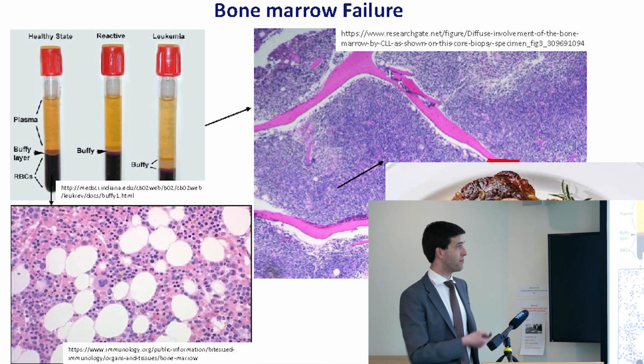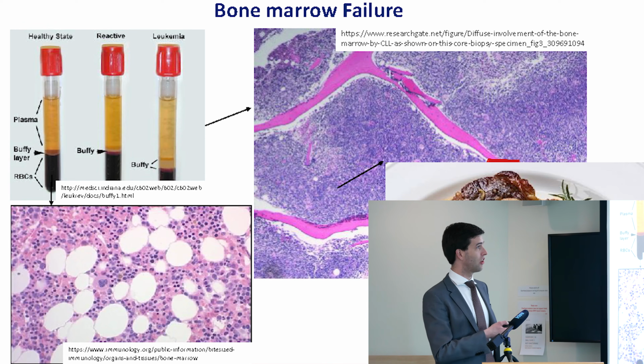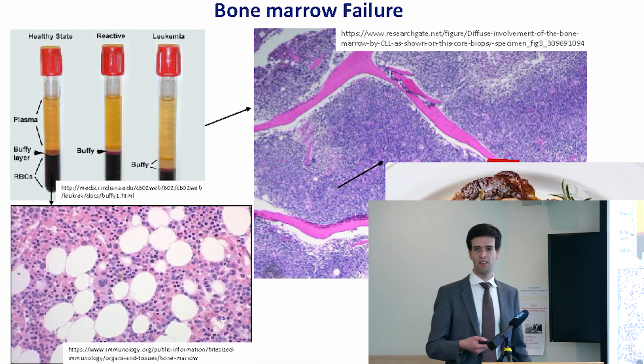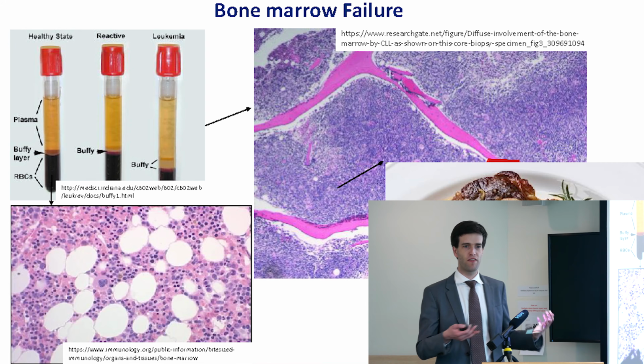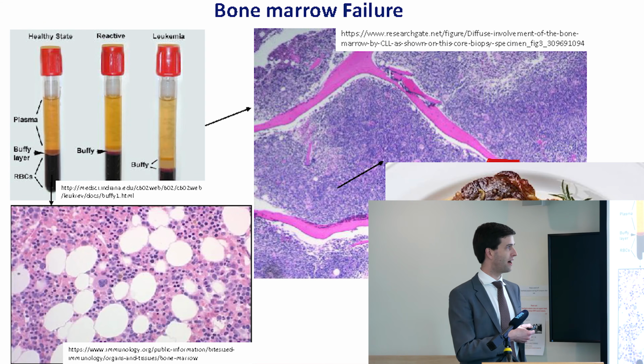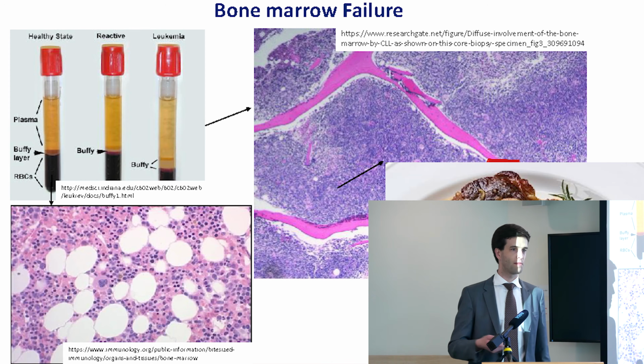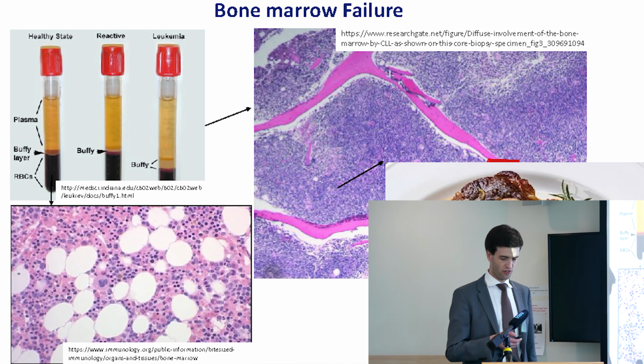Now, what happens as a result of this, you see there's loss of these normal fat spaces in the bone marrow, and basically what's happened is your blood factory, which is the bone marrow, is piled high with this useless junk, and there's no space for you to make your normal blood cells.